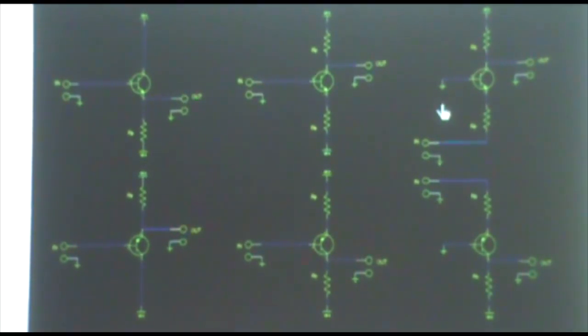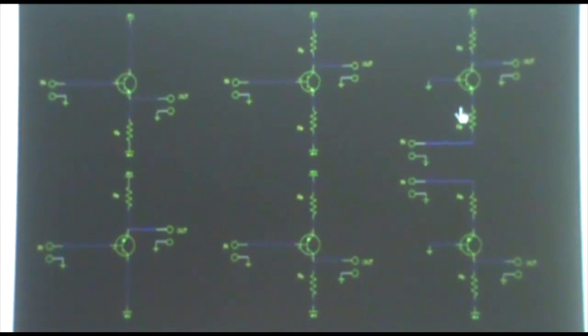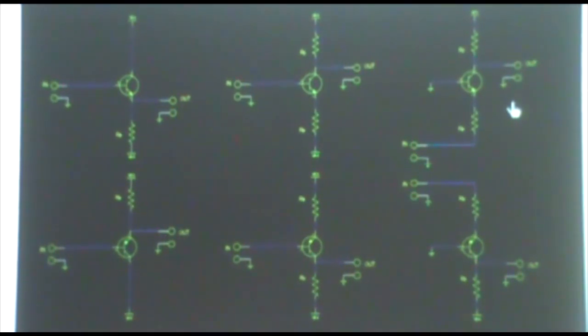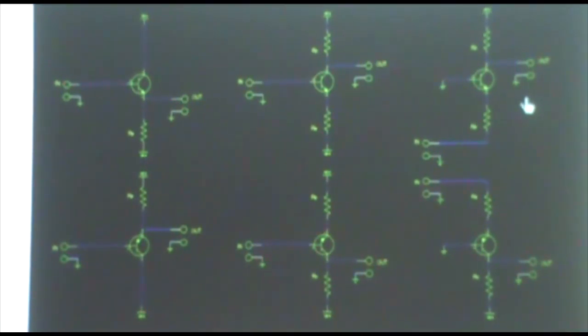Then you have the common base amplifier. This is kind of an odd one. It's not very well understood, and it's not very common in the real world, but it does have some very specific advantages. It also leads to some very interesting things.